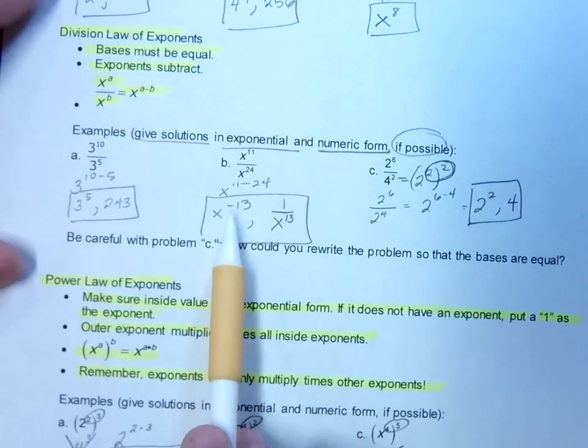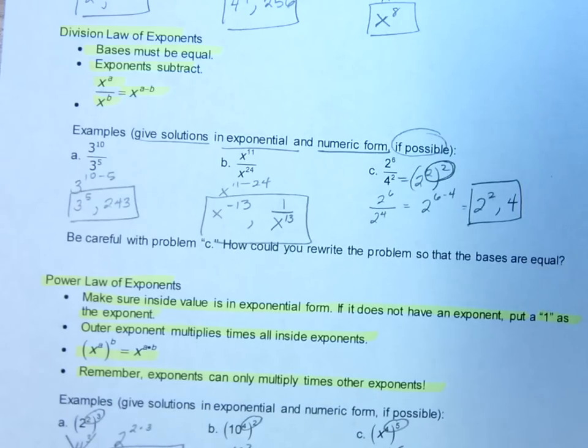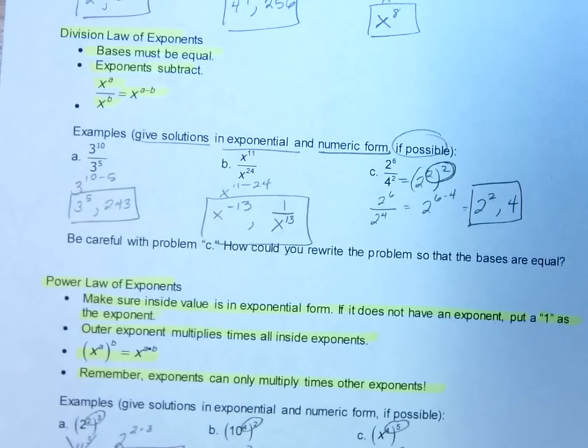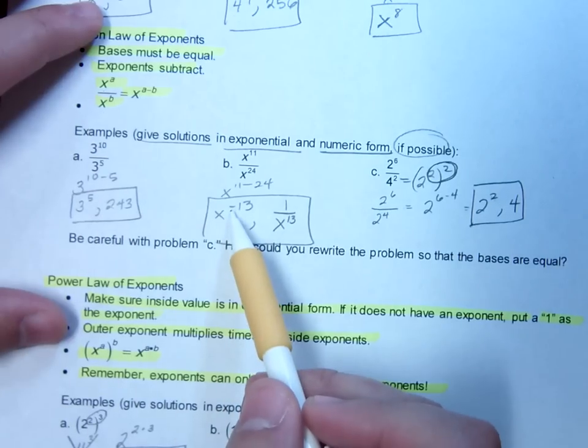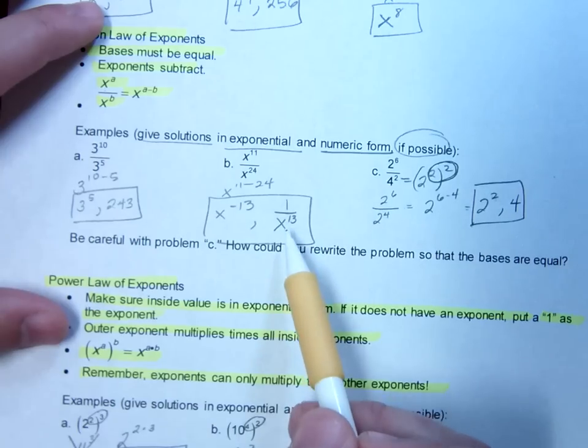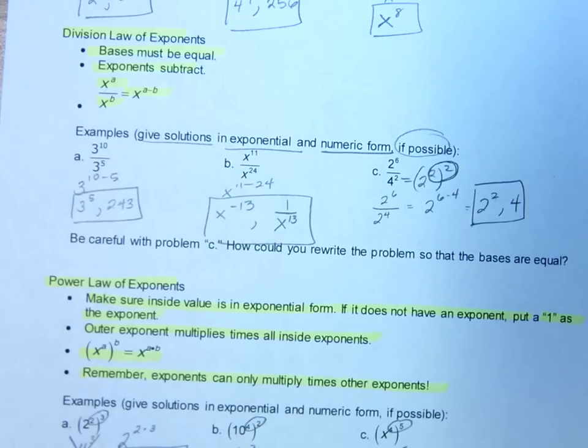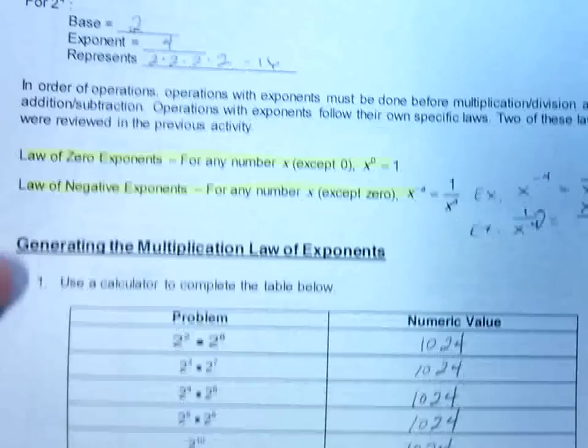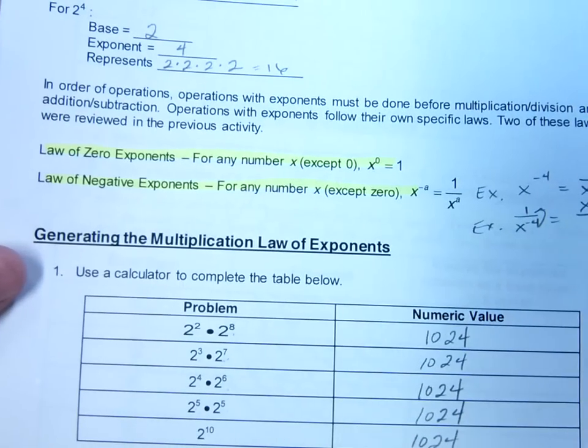Now, one thing that we haven't really stressed yet is you cannot have a negative exponent, because we have a law of negative exponents. We talked about that earlier, or the inverse law. This negative tells me to put a 1 on top, move it to the bottom and make it positive: 1 over x to the 13th power. That goes back to that first page where we talked about the law of negative exponents.